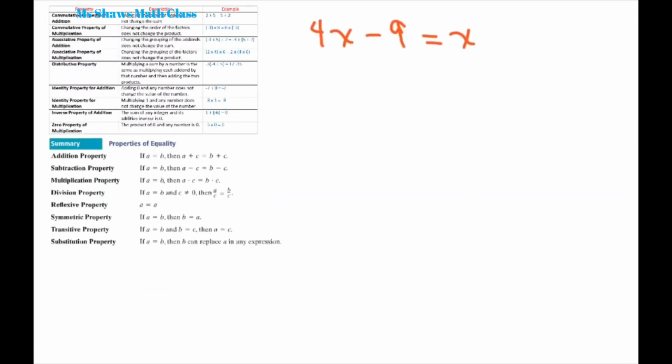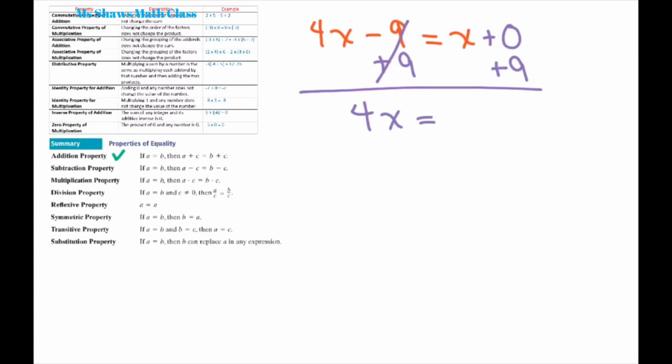So let's get started. The first thing we want to do is use the addition property to help us isolate x on this problem. So what that means is, you can put a 0 here if you want, add 9 to both sides. When you do that, this zeroes out, so you get 4x equals x plus 9.